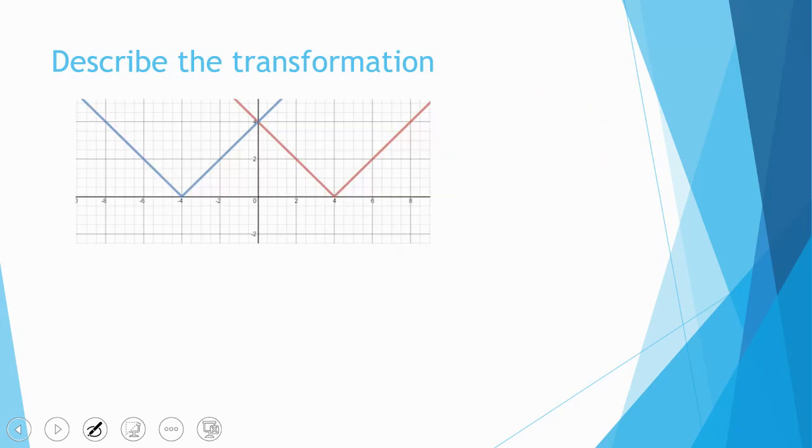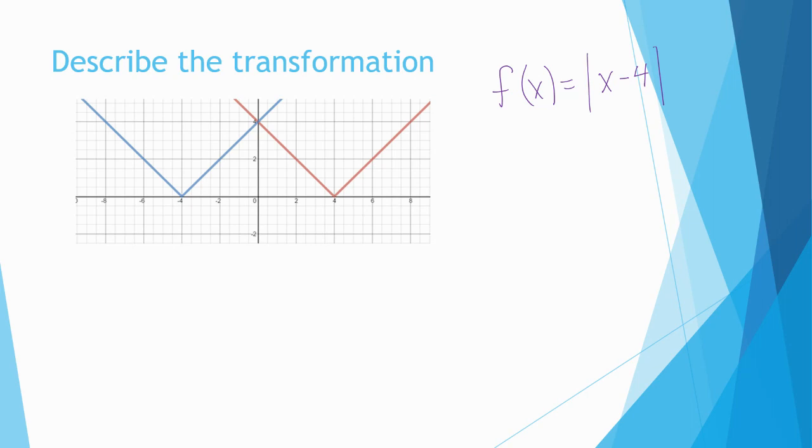Now looking at this next one, again, I'm going red to blue. I clearly have an absolute value graph. So I've got f of x equals the absolute value of x minus 4, which would be the original red graph. Now I have moved that to the left. How many? I've moved it 2, 4, 6, 8 units to the left.